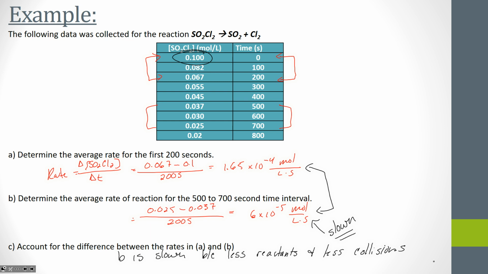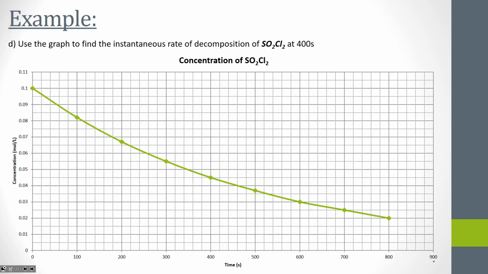And when we graph a reaction rate, you should see a curve like this. Now, this is not a very steep curve, but you can see a curve nonetheless. The slope at the start of the graph is steeper than the slope at the end of the graph, because over time you're using up reactants and making products, so your rate is slowing down. Now the next question is we want to find the rate at 400 seconds.